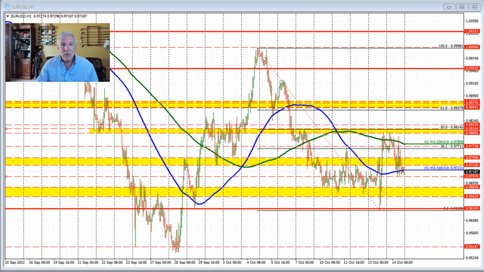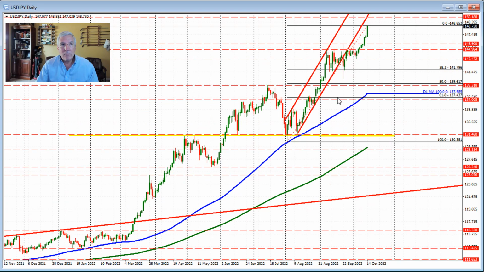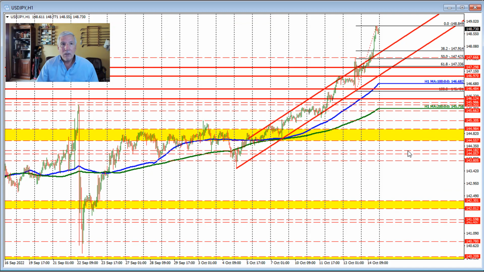Let's take a look at the dollar versus yen. What we know about the dollar versus yen is it's trending. It's continuing to trend to the upside. We closed near the highs for the week. We're also closing near the highest levels going back to 1990. So the bias remains to the upside.